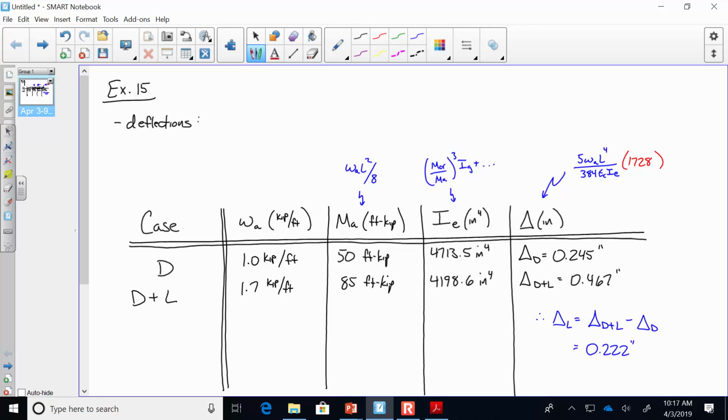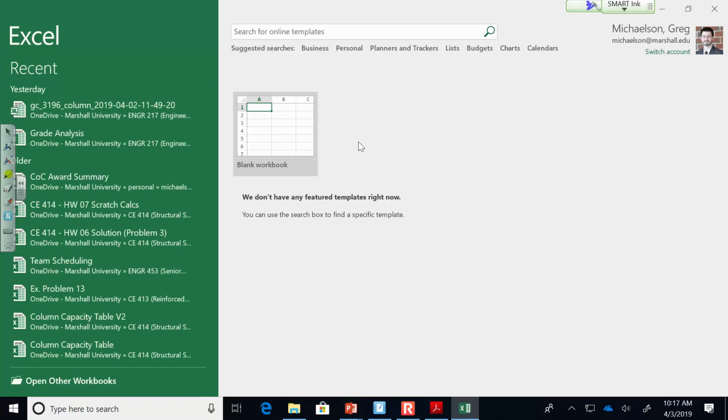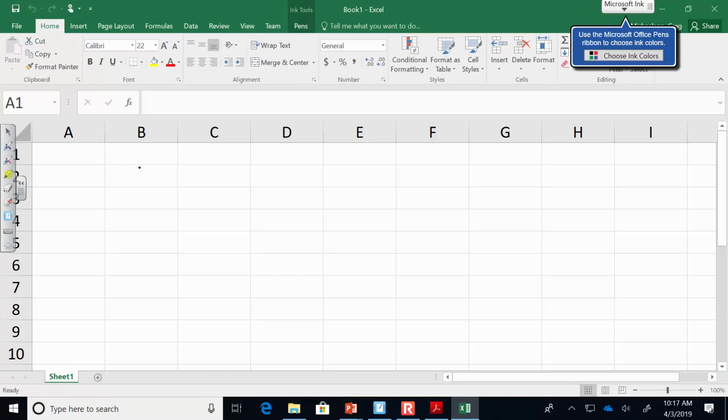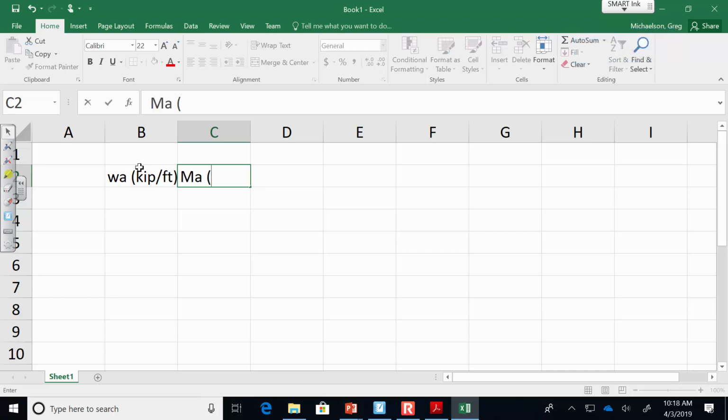Okay. Now, I'm sure some of you still might not see it. You might go, wait a minute, I still don't see why we can't compute the dead or the live load deflection separately. Why can't we do that? Why can't we just compute the live load deflection separately, Dr. Mike? You're not making any sense. Well, let me show you something.